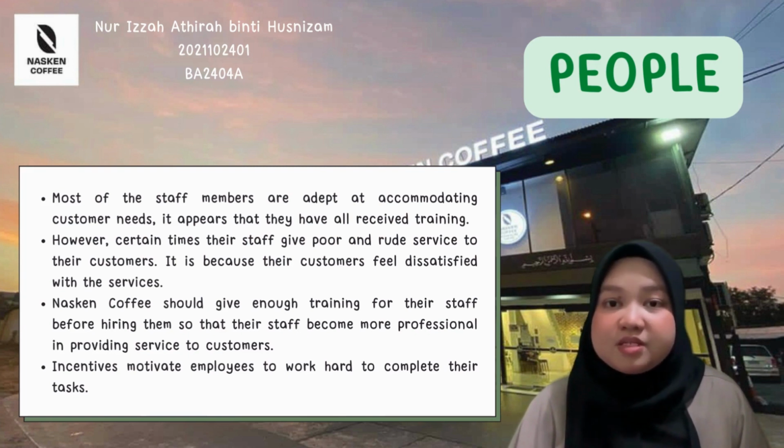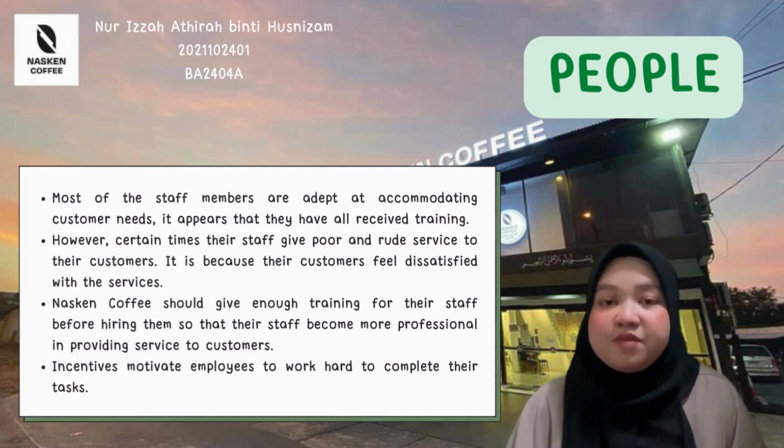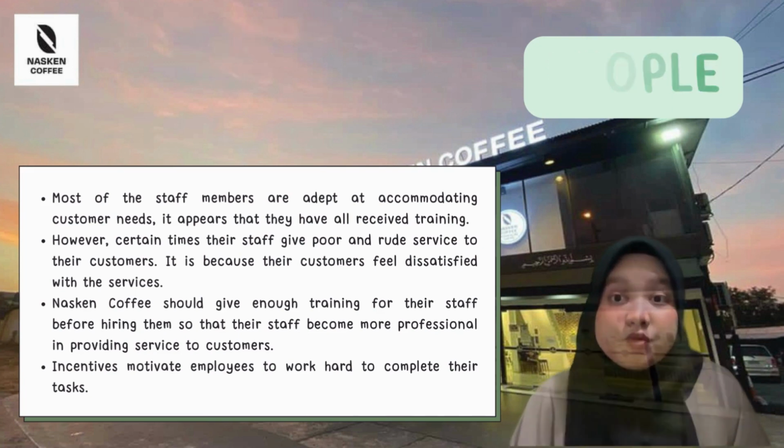It is because customers feel dissatisfied with their service. Naskin Coffee should give enough training for their staff before hiring them so that their staff become more professional in providing service to customers. Aside from that, incentives motivate employees to work hard to complete their tasks. Therefore, employee financial incentives are anticipated to maintain or boost productivity and quality in doing work.